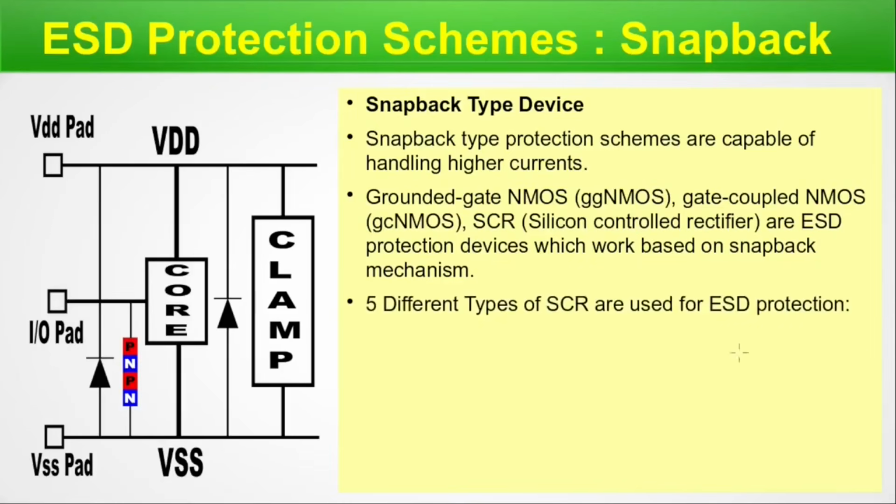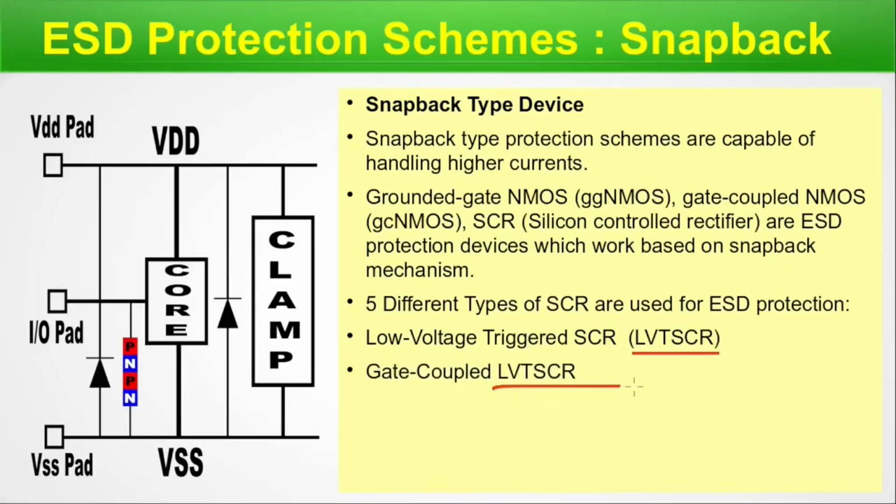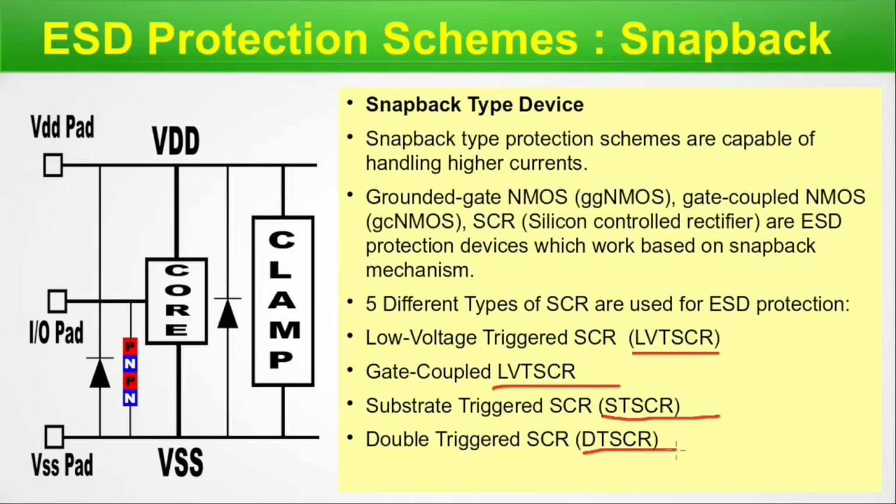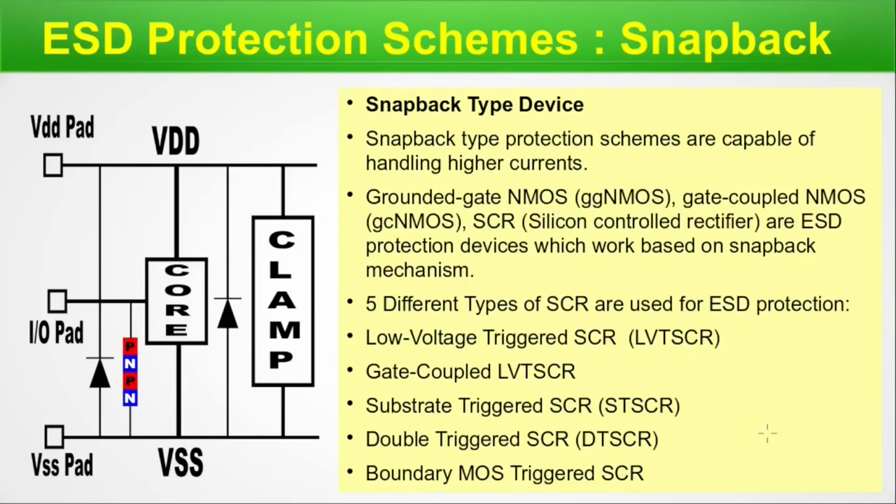Now let us see what type of SCRs are used here. Five different types of SCR are used for ESD protection. Low voltage triggered SCR, that is LVT SCR. Gate coupled LVT SCR, so we have another type of LVT SCR here. Substrate triggered SCR, that is ST SCR. We have double triggered SCR, DT SCR. And we have boundary MOS triggered SCR. All these types of SCRs can be used for ESD protection. You can see ESD protection itself is a very big science that we apply as a technology in our VLSI technology. So we are done with this particular slide. Let's move on to the next slide.